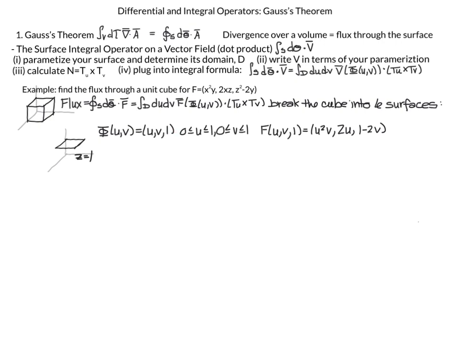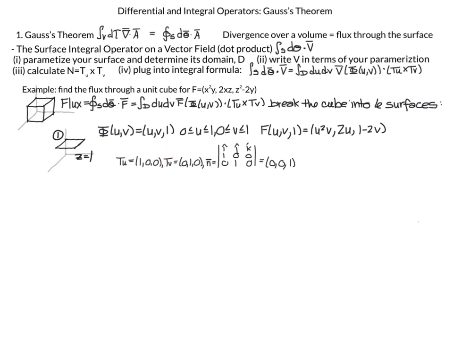So I've done my first two steps: parameterized my surface, and wrote f in terms of my parameterization. The next thing I need to do is calculate my normal. So I take the partial derivative of my parameterization with respect to my first variable, and that's u. So that's going to be 1, 0, 0. Then I take the partial derivative with respect to v.